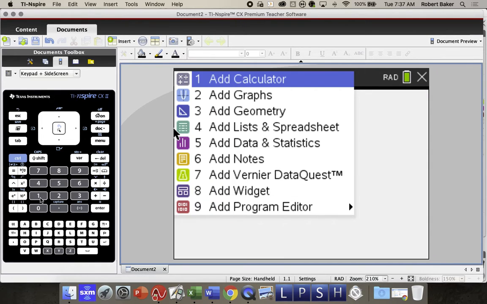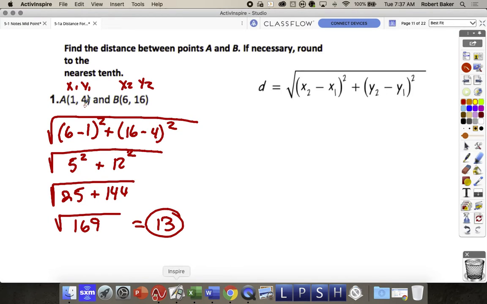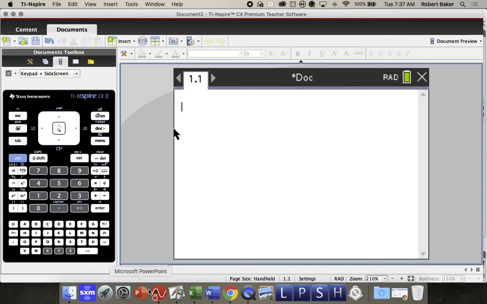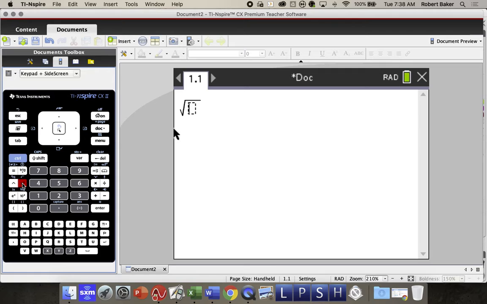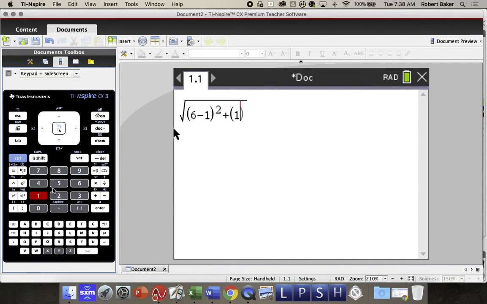Let me get this sorted out here real quick. You can also just type this into your calculator, and it should give you the answer. 6, 1, 16, 4. Control the square root of, type in exactly what you see: parentheses 6 minus 1, close parentheses squared, plus 16 minus 4, open parentheses 16 minus 4, close parentheses squared. If you hit enter, you should get 13.